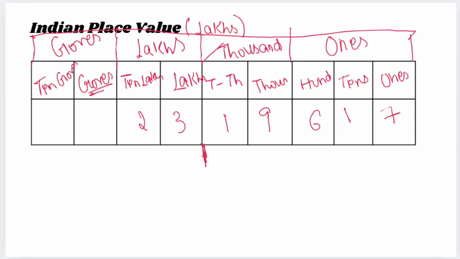Okay. So if I ask you what is the number that I have written, we usually call it 23 lakhs, 19,000 because these two numbers are in the place of thousand, 19,617. Okay? Fine?